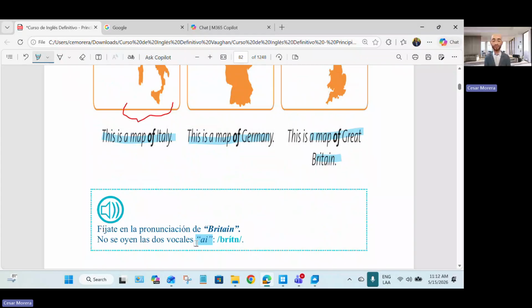So let's practice that one more time. Let's go with this, please. This is a map of Great Britain. This is a map of Great Britain. It's a little bit difficult to pronounce, but there is actually a way that you can practice.